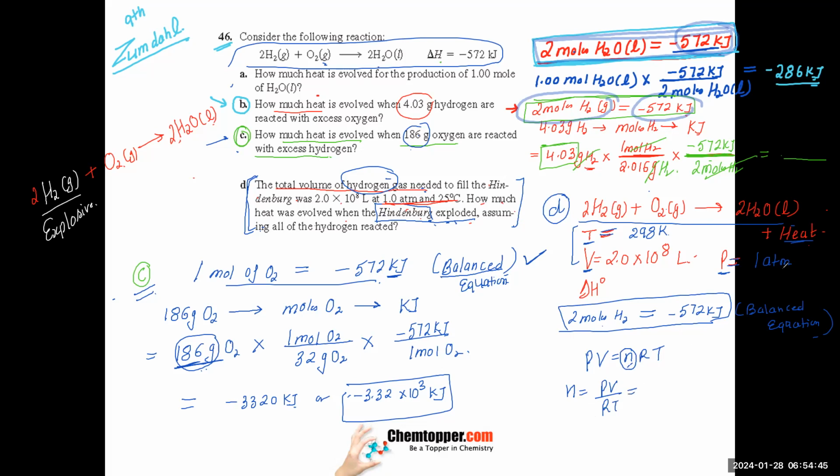What is P? 1 atm, given in the question. 1.0 atm, two significant figures. Volume: 2.0 times 10 raised to power 8 liters, two significant figures. Liter is the ideal unit. ATM is also ideal. Temperature 298 Kelvin, three significant figures. This is liter, this is ATM. So what's the value of R?